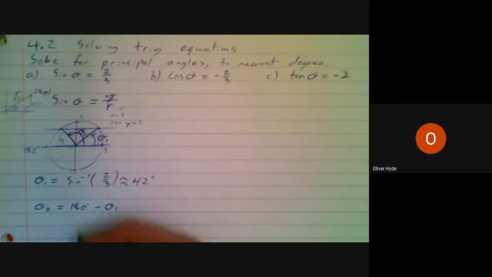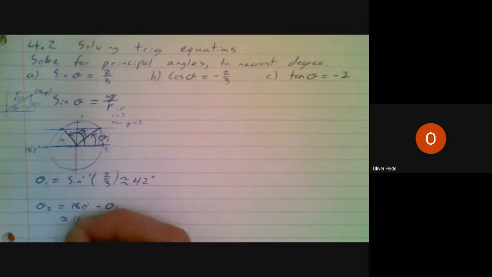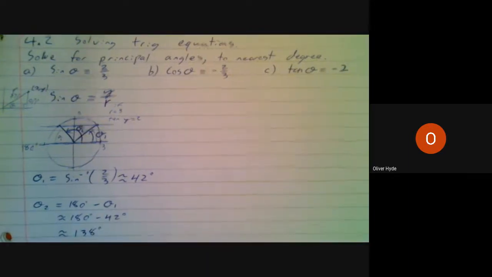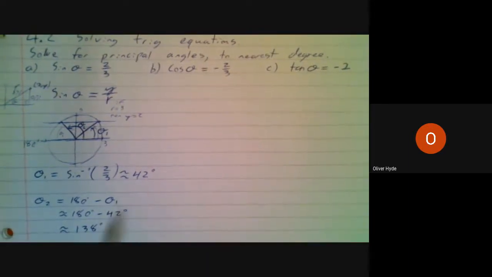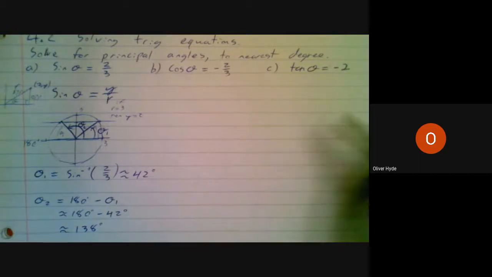This means that theta 2 is going to be 180 degrees minus about 42 degrees. We're talking about 138 degrees. And those are the two solutions to this equation. Sorry, the two principal solutions to this equation. Let's see if we can sneak in the others.